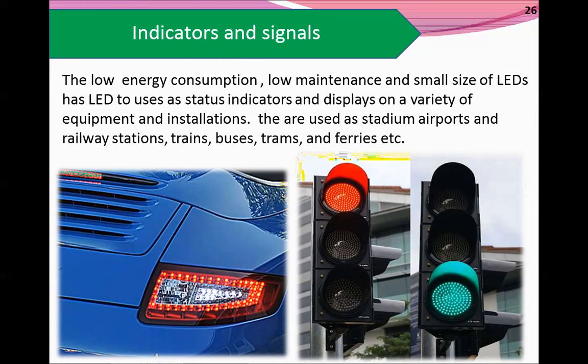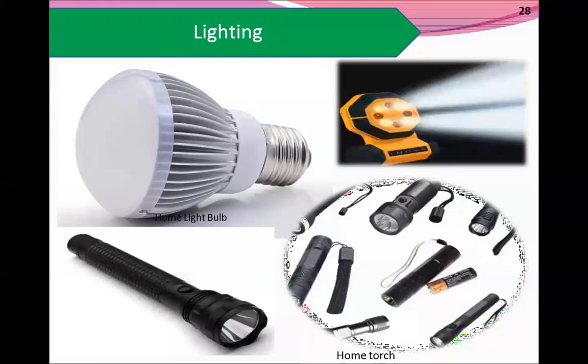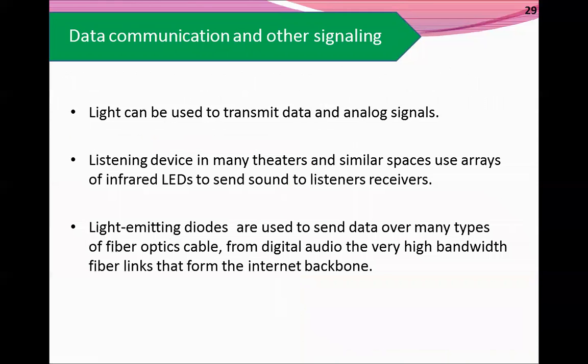These are used in stadiums, airports, and railway stations, trains, buses, trams and ferries, etc. Lighting LEDs are now most commonly used in all market areas from commercial to home use. That is standard lighting, stage, theatrical, architectural, public installation, and wherever artificial light is used, you are using LEDs. These are a few lighting LEDs, home touch, home light bulb, etc.